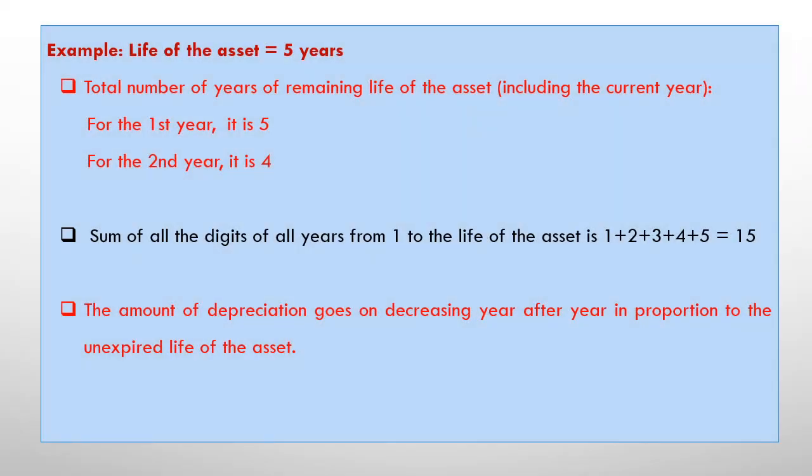For example, let us take the life of the asset as 5 years. Total number of years of remaining life of the asset including the current year, for the first year it is 5. For the second year, it is 4. Sum of all the digits of all years from 1 to the life of the asset is 1 plus 2 plus 3 plus 4 plus 5, that is equal to 15. The amount of depreciation goes on decreasing year after year in proportion to the unexpired life of the asset under this method.